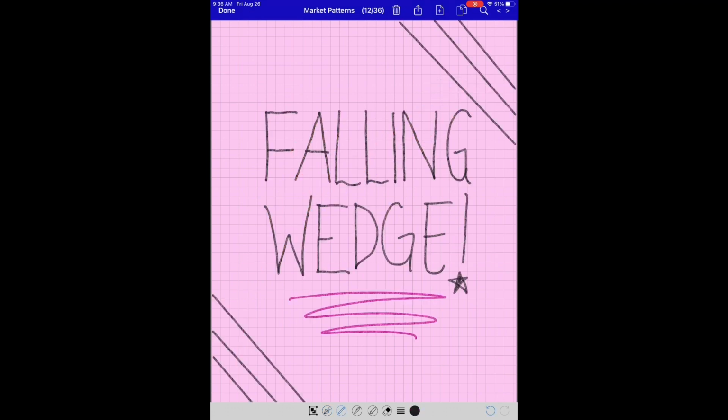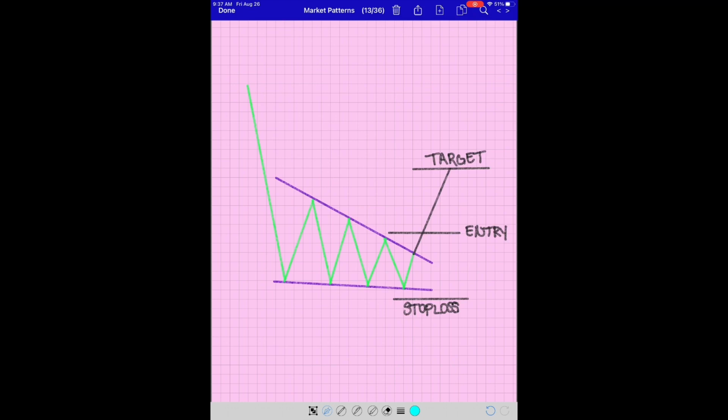Now let's talk about the falling wedge. The falling wedge is formed when price consolidates between two downward sloping support and resistance levels. It begins wide at the top, and as price moves lower, the trading range contracts and narrows until price has no choice but to break through resistance to the upside.